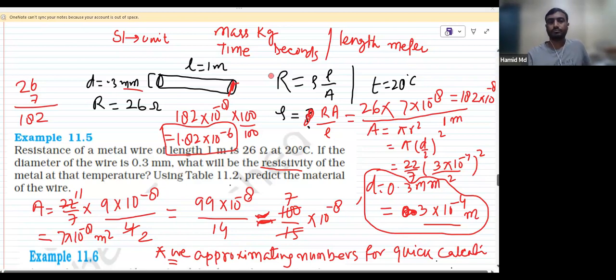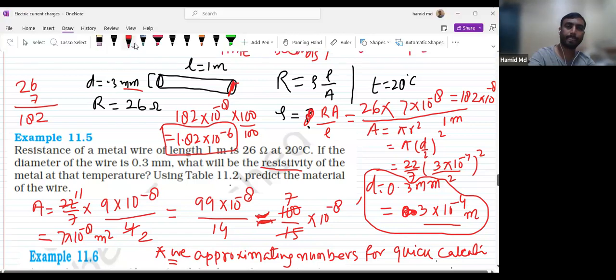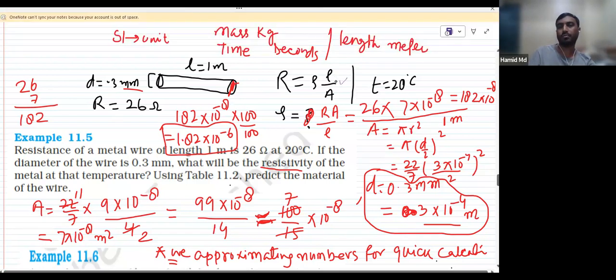Sir, there where you got the answer 3 into 10. 3 into 10, where I got 3 into 10? See, I will pick another pen and mark over here. This line is okay to you?